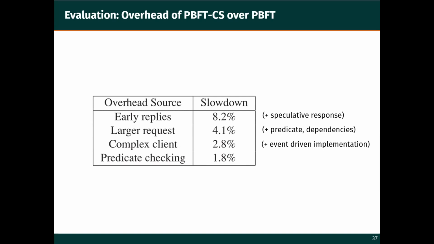There are four major overheads introduced by PBFT-CS. The first major overhead comes from early replies. This is because each speculative request accompanies a speculative response from the primary. And the second overhead is the size of the speculative request. This means that as the number of predicate or dependent operations increases, the overhead also increases. Third overhead comes from their new implementation of event-driven programming rather than a simple blocking design. The last overhead is predicate checking for speculation correctness.